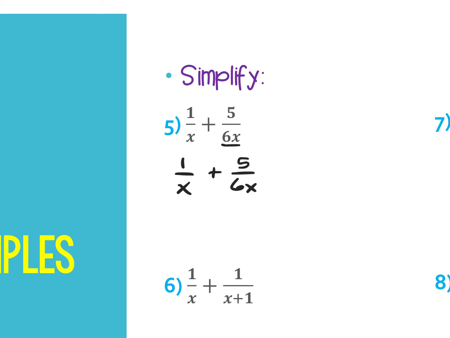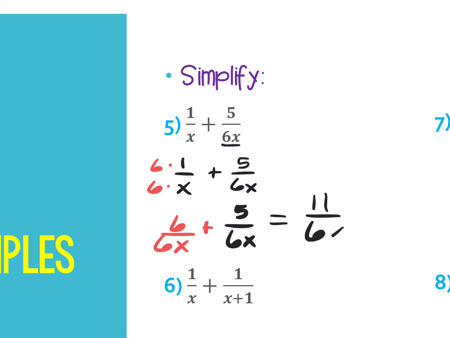So my LCD is going to be the 6x. But what I need to do here is multiply this one by a 6. Whatever you do to the bottom, you do to the top. So my new fraction for the first one is going to be 6 over 6x. And then over here, this fraction stayed the same. Now that I have the common denominator, I'm going to add my numerators. 6 plus 5 is 11 over 6x.